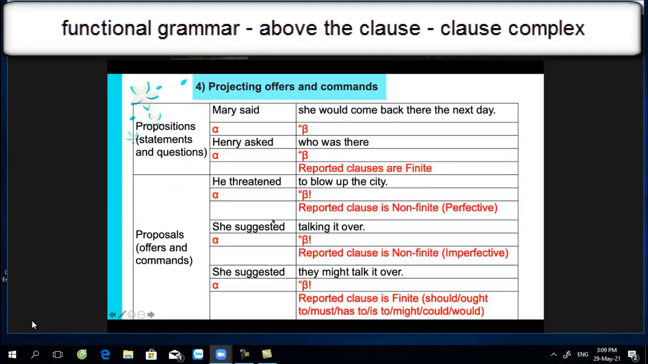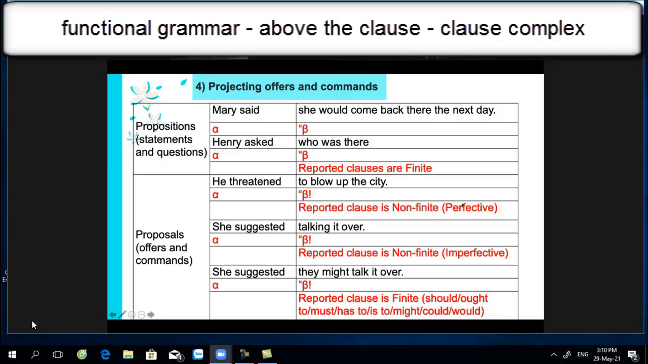Then, here's more examples. So I will briefly go through it. Said, asked, threatened, suggest, and suggested are all verbal acts. So I use double quotation marks for all of them. And in the last three parts, the proposals, ba cái cuối cùng, I use the exclamation mark, dấu chấm than, because this is a command. And to blow up and talking it over is non-finite.